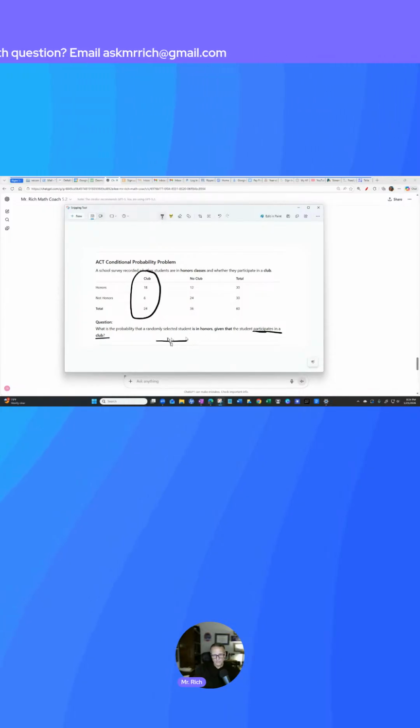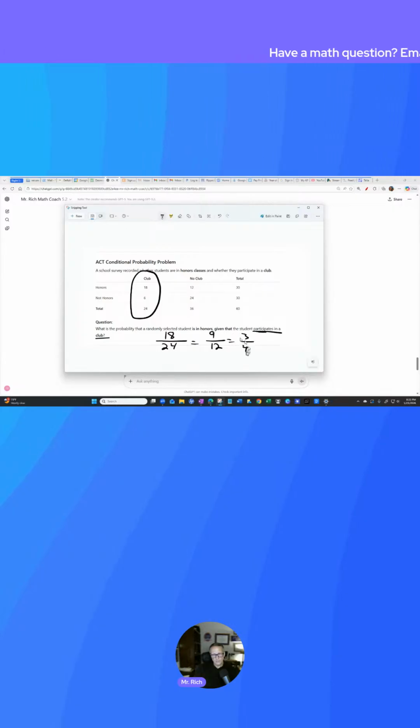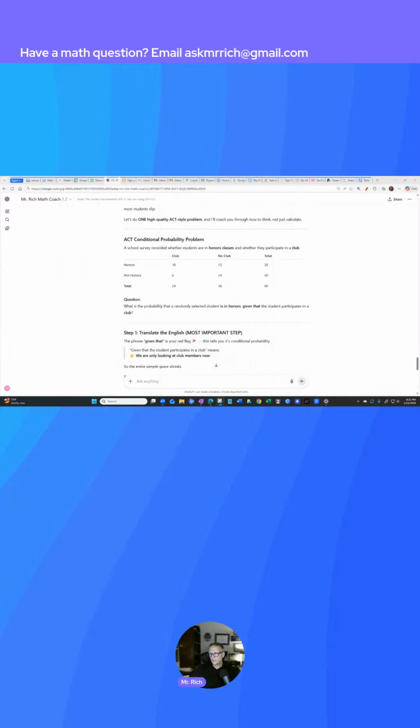Those, given that they're in a club, that would only be 24. Out of those 24, how many are in honors? It's 18. Okay. And so we could then reduce that down, divide both by 2 and then divide those both by 3. So it looks like my probability is going to be 3/4. Let's ask ChatGPT if that is correct.